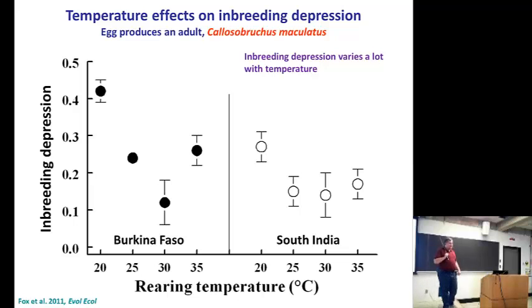Second point I would make is that from these data you can calculate estimates of inbreeding depression, or the inbreeding load, and you'll notice that they're highly variable across temperatures. At intermediate temperatures, inbreeding depression is lower. When you get especially to cold temperature, inbreeding depression gets really, really high. So lots of variation in inbreeding depression across temperature.